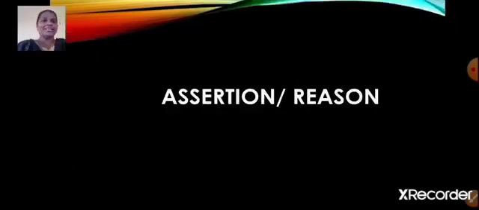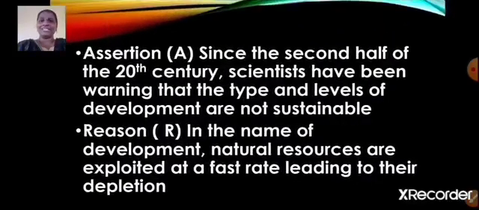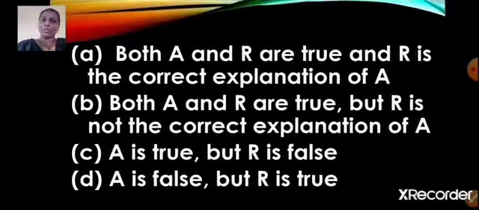Now, here is a question for you based on assertion and reason. You are familiar with this type of question, right? Because this type of question was already asked in your first unit test. Okay, now let us read the question. Assertion. Since the second half of the 20th century, scientists have been warning that the type and levels of development are not sustainable. Reason. In the name of development, natural resources are exploited at a fast rate leading to their depletion. Now let us see the options.